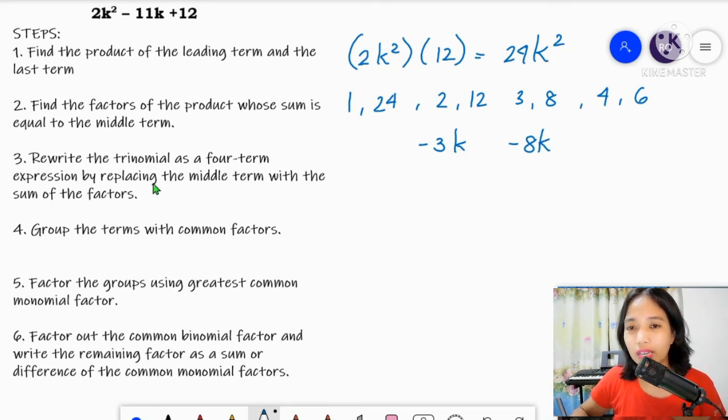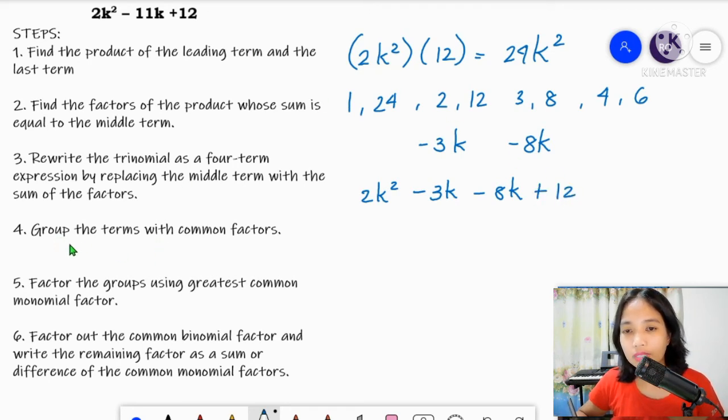Okay, then next, rewrite the trinomial as a four-term expression by replacing the middle term with the sum of the factors. Okay, so we will rewrite the given expression. That will become 2k squared. So instead of writing negative 11k, etong isusulat natin minus 3k minus 8k. And then we'll copy the last term plus 12. And then after that, step number 4, group the terms with common factors.